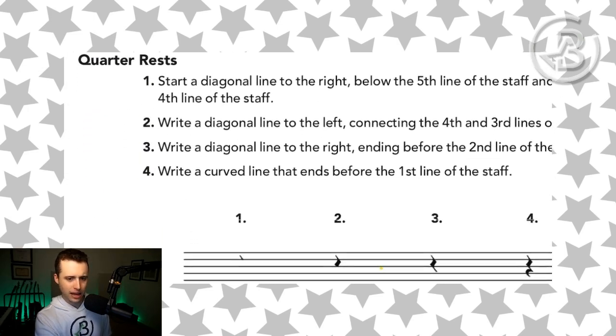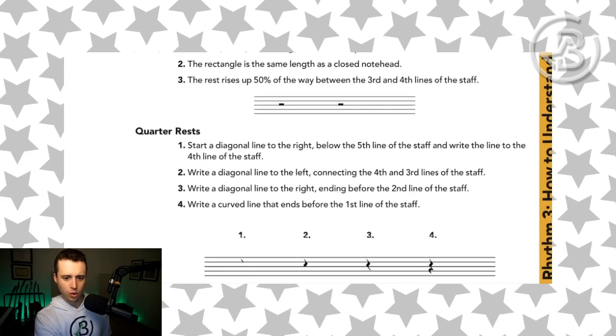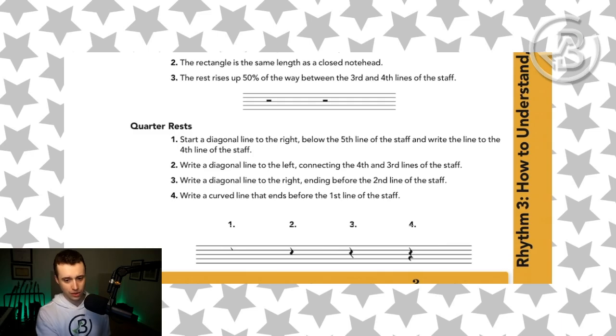Lastly but not leastly, we have our quarter rests. I'm going to talk you through how to write them the first time. You're going to start a diagonal line going down to the right, below line 5, attaching to line 4. Then you write a diagonal line to the left, connecting line 4 to 3, then to the right, ending before line 2, and then we hook around, ending before line 1. Don't worry, I know that was complicated. I'm going to walk you through how to do it. Also, your workbook walks you through it step by step. Don't worry, I got you.